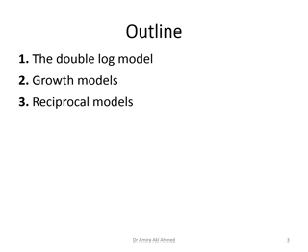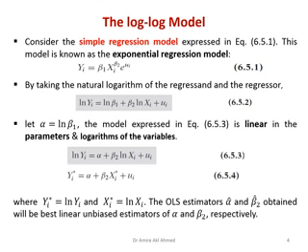The current presentation covers three functional forms. These functional forms are the double log model, the growth models, and the reciprocal models. The log linear model is also known as the double log model and the constant elasticity model. In this model, the regressant as well as the regressors are all in logarithmic form.